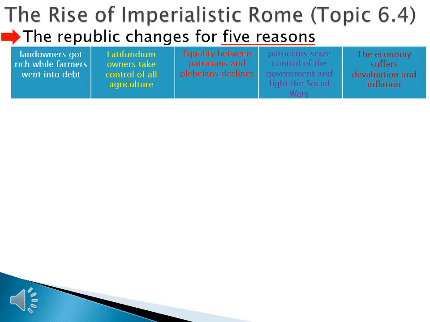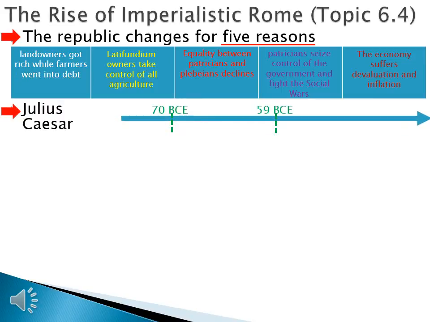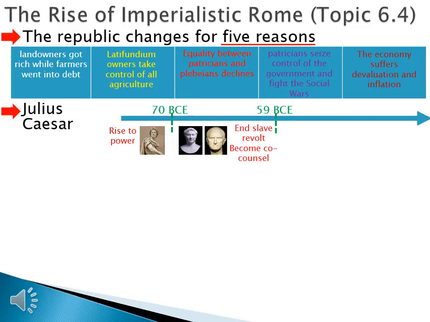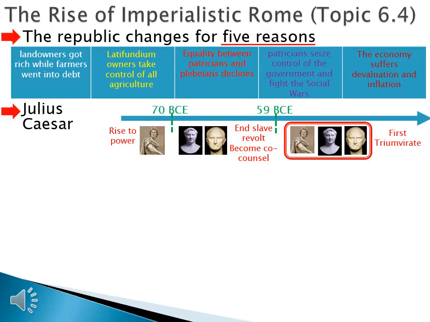Then this guy shows up, Julius Caesar, and here's what happens. In 70 BCE, Caesar rises to power, and at the same time, 2 guys, Pompey and Crassus, end a slave revolt and become co-consuls. By 59 BCE, these 3 guys are sharing power in the First Triumvirate, and Caesar goes to Gaul from 58 to 50 BCE.